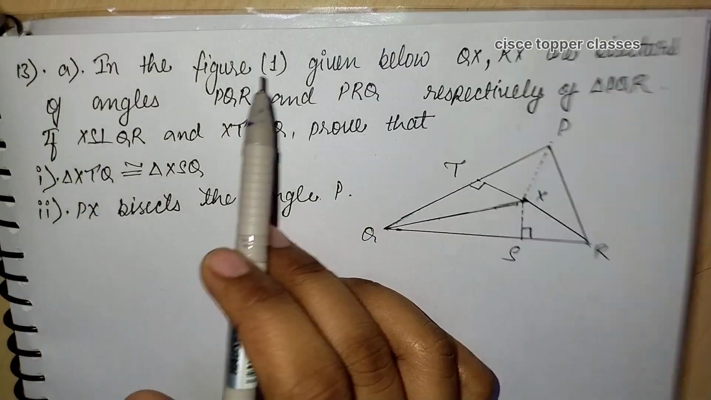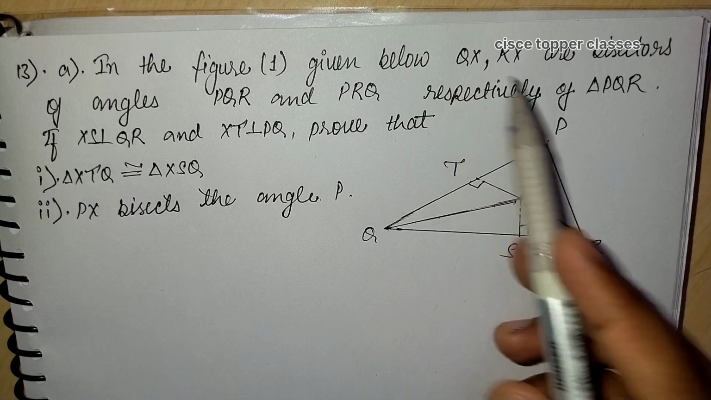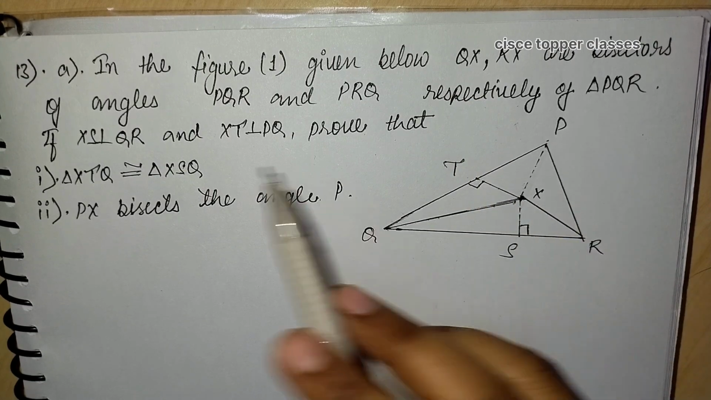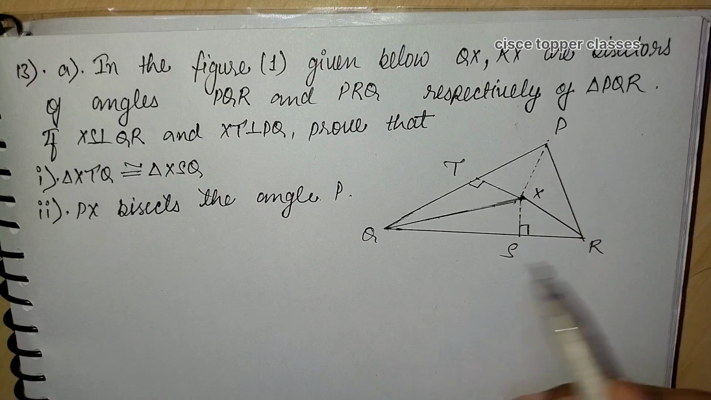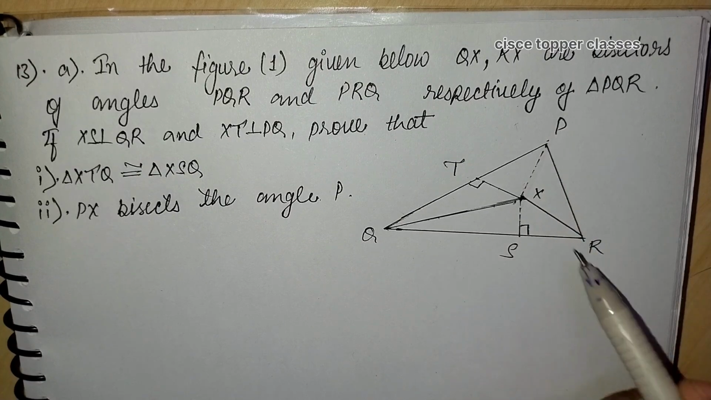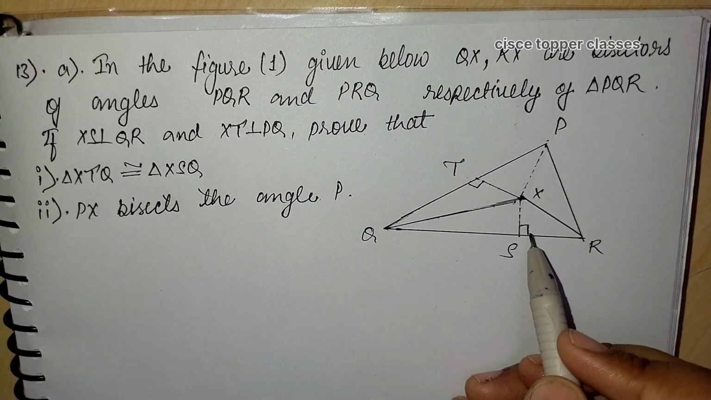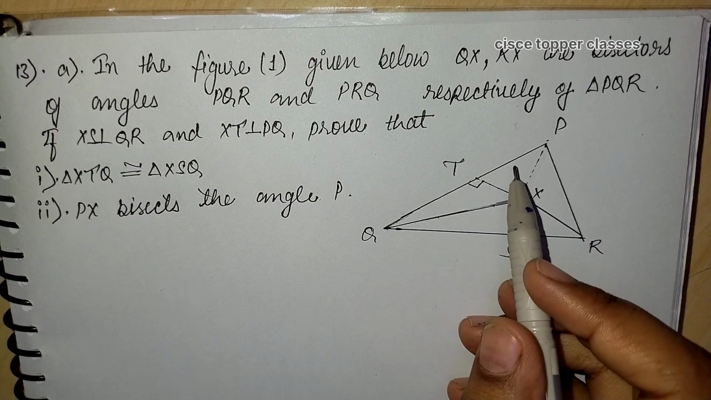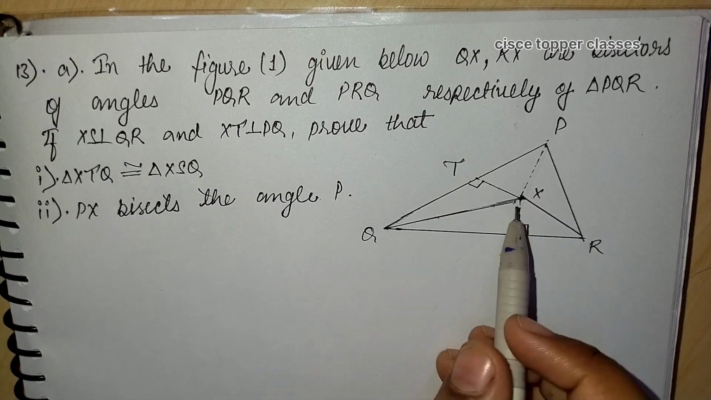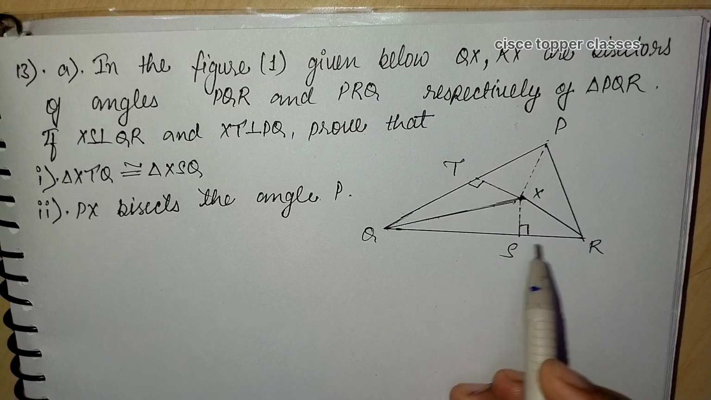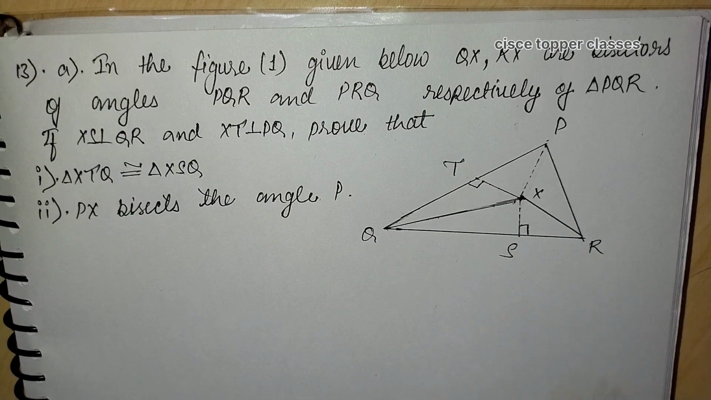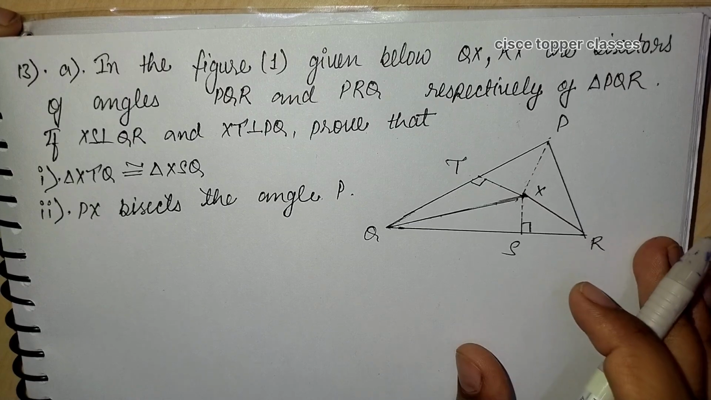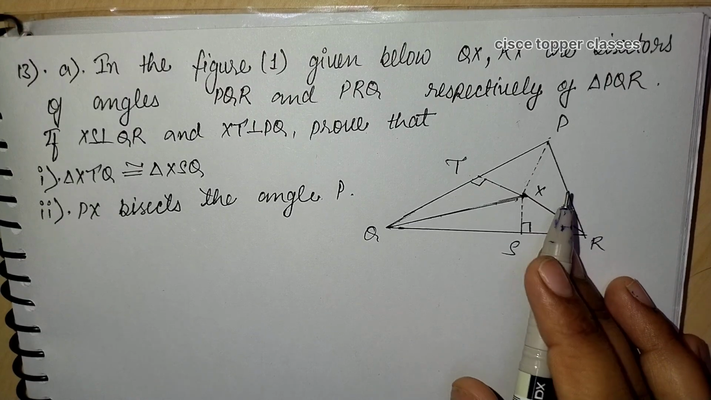Here the 13th first part is, in this figure given below, QX and RX are bisectors of angle PQR and PRQ respectively of triangle PQR. If XS is perpendicular to QR and XT is perpendicular to PQ, we have to prove that XTQ and XSQ are congruent triangles. And the second part is, we have to prove that PX bisects the angle P.